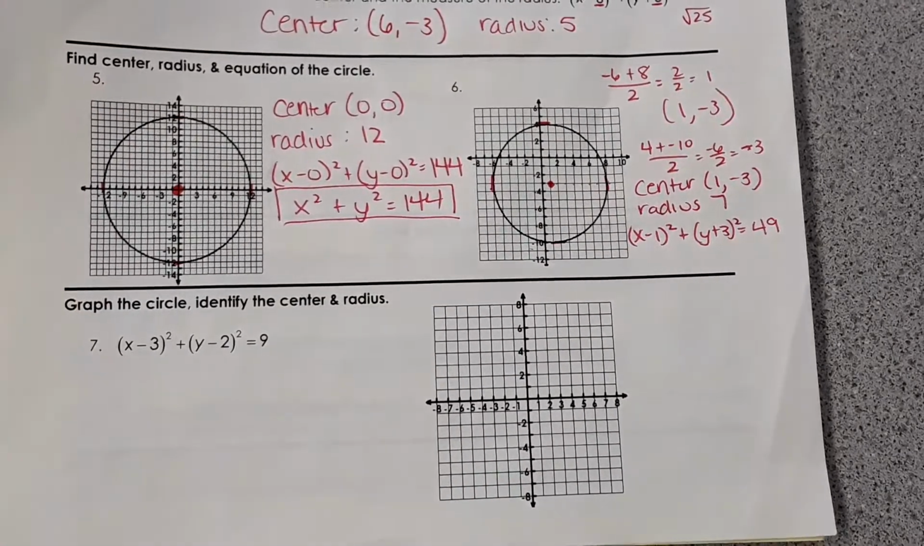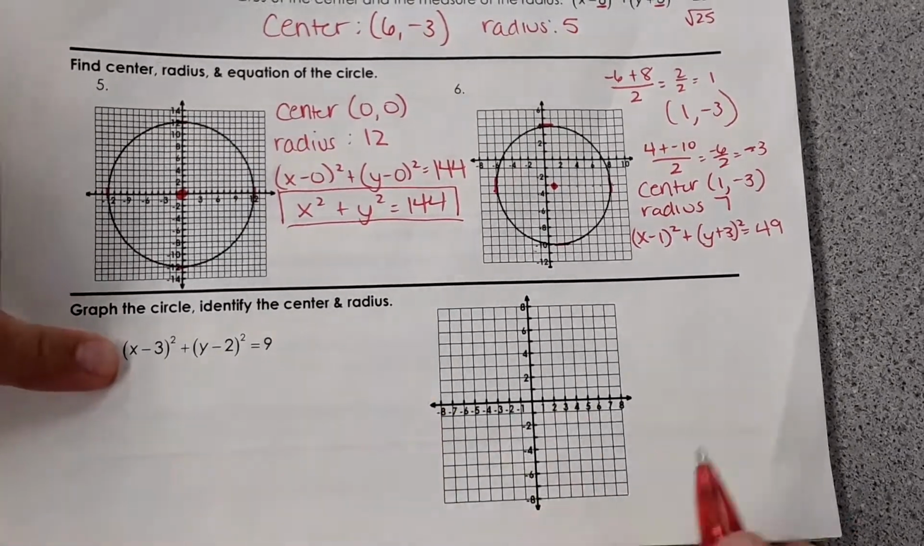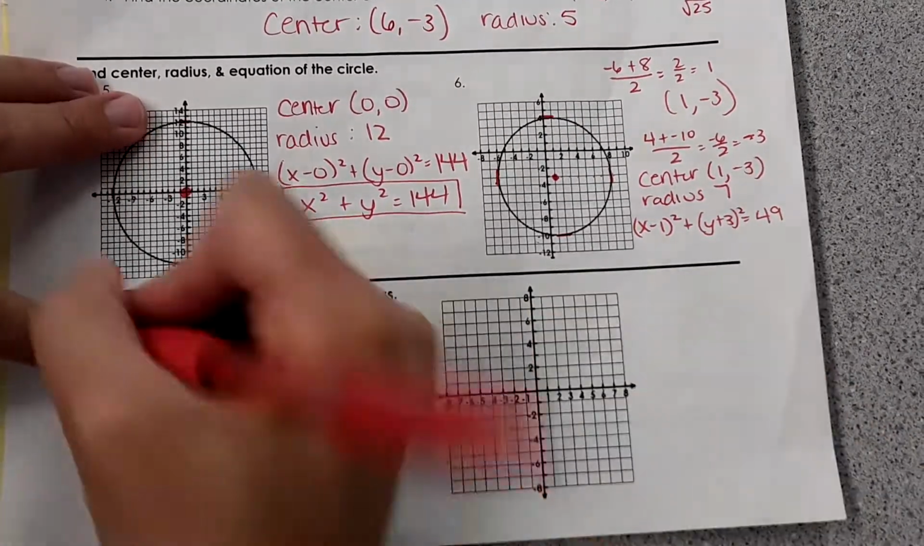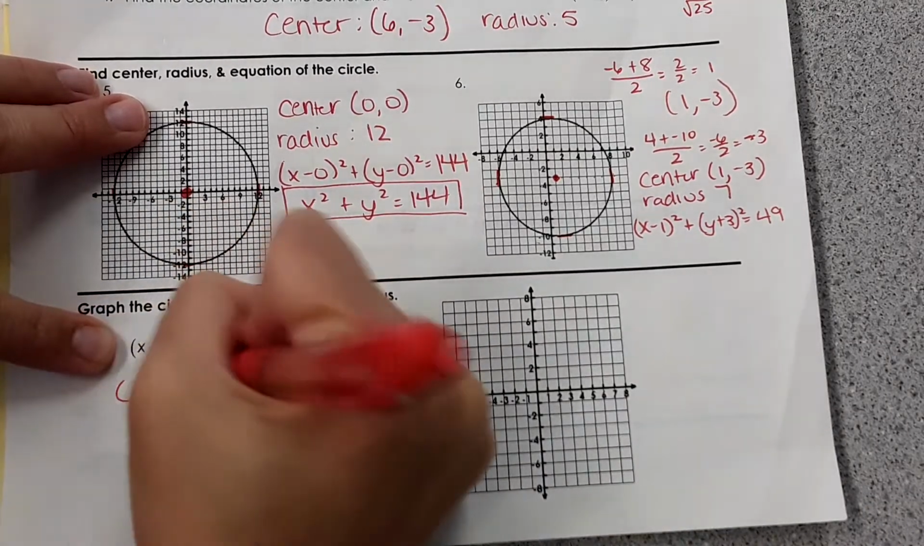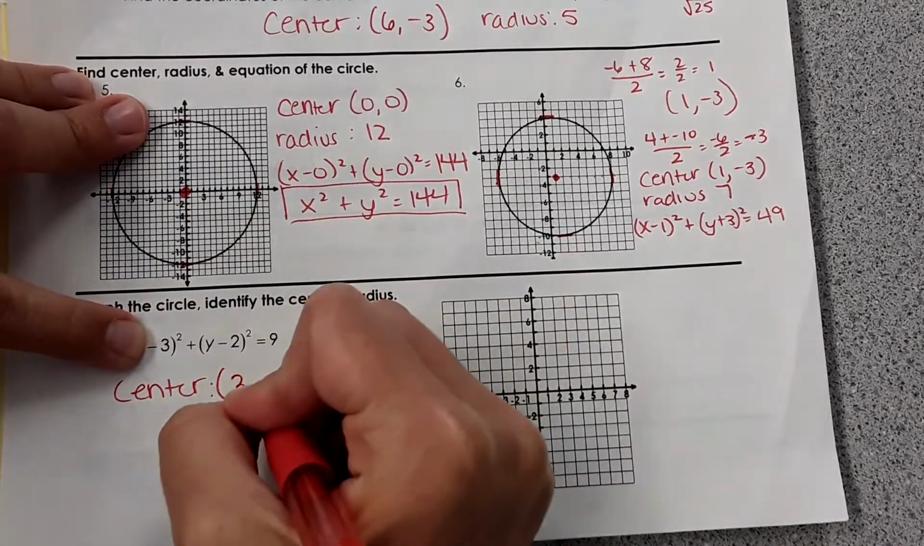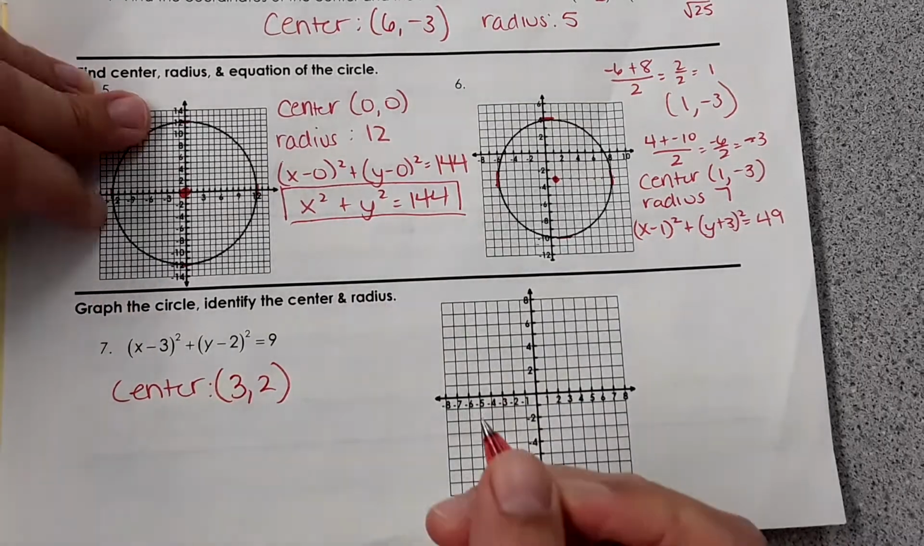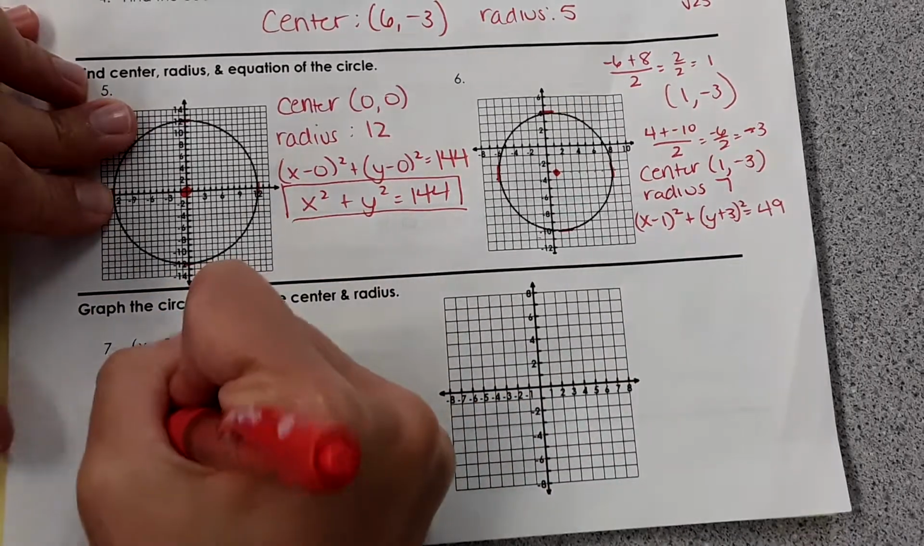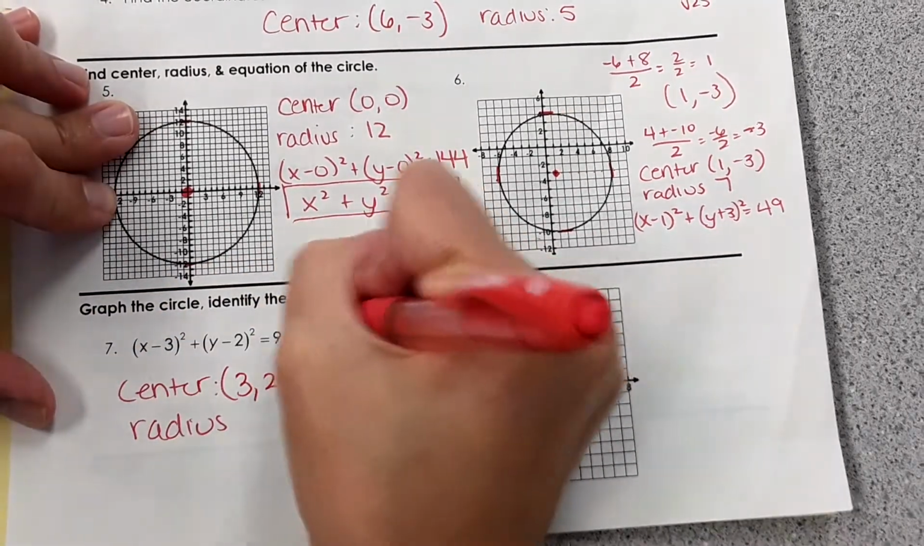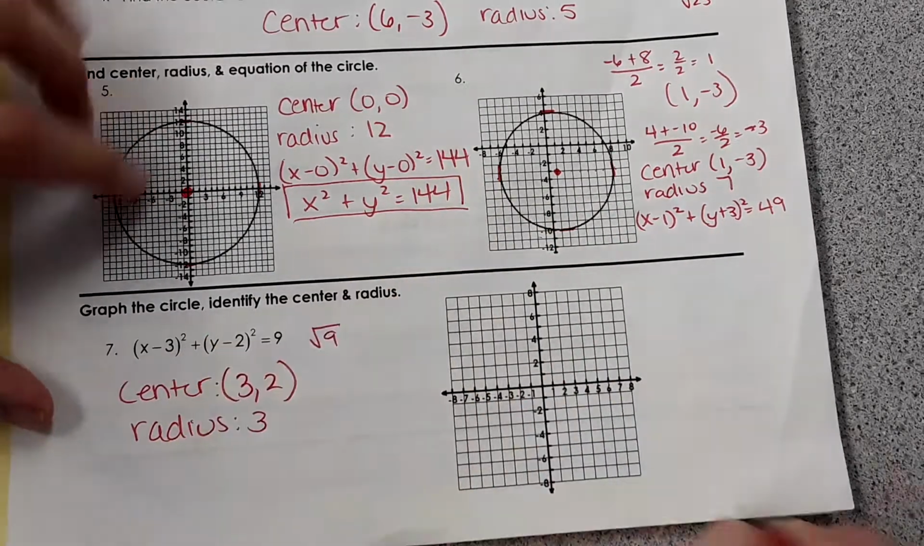Graph the circle, identify the center and the radius. So now they've given us the equation, we're going to graph it. Before we graph it, we need to know what the center is. The center is (3, 2), just pulling that from the equation. And then the radius would be the square root of 9, which is 3.